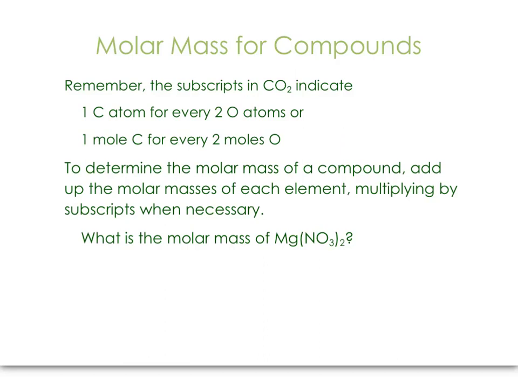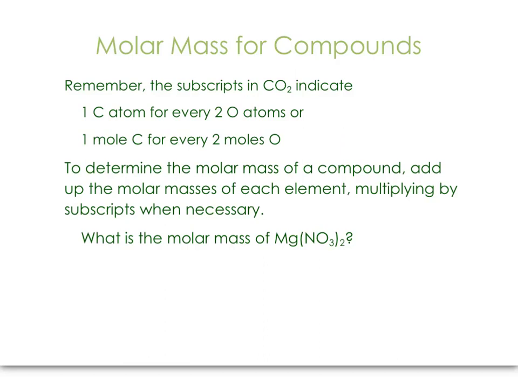Remember when we tried to determine the empirical formula for a compound, we looked at the subscripts in terms of mole ratios between elements, and that's kind of how we want to think about the subscripts here. For carbon dioxide, CO2, we can think about one carbon atom for every two oxygen atoms, or think larger numbers, one mole of carbon for every two moles of oxygen. And so then to determine the molar mass for a compound, we're going to add up the molar masses for each element, multiplying by the subscripts when necessary.